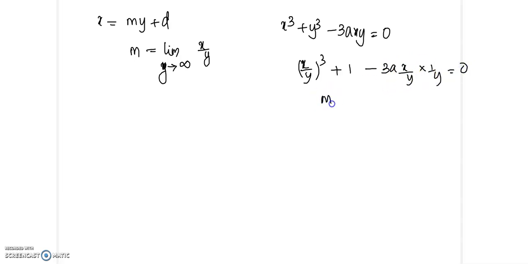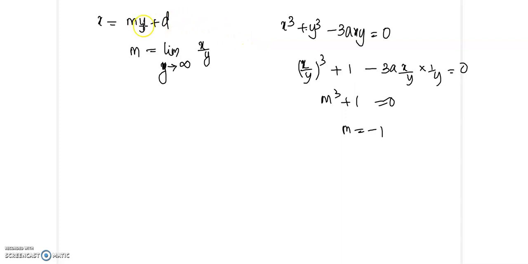So when we take the limit, we are again going to get m cube plus 1. The limit of this term will be 0. So m will be minus 1. Now if you interchange x and y here, we get the same curve. That is, this curve is symmetric with respect to x and y. So if I am interchanging x and y, the equation remains the same. So here we get m equal to -1.